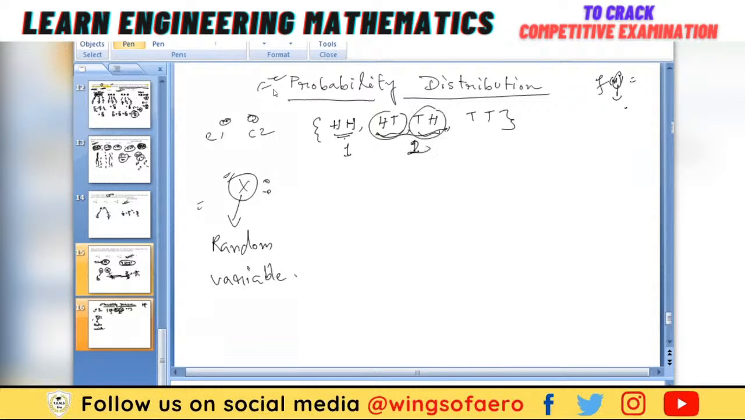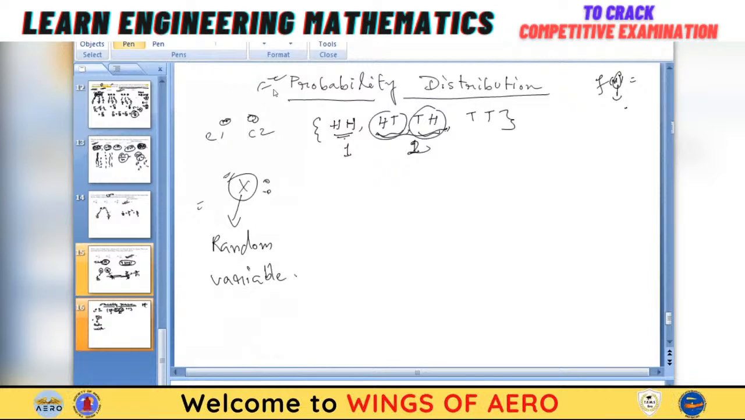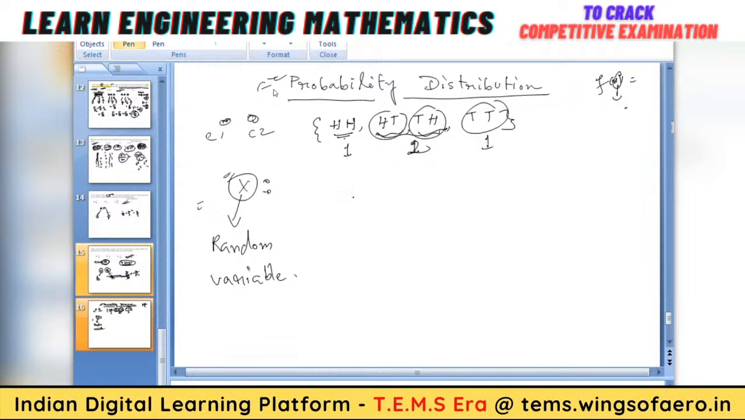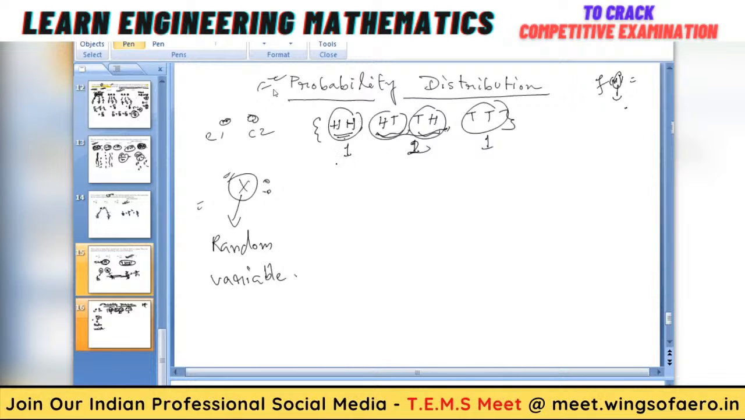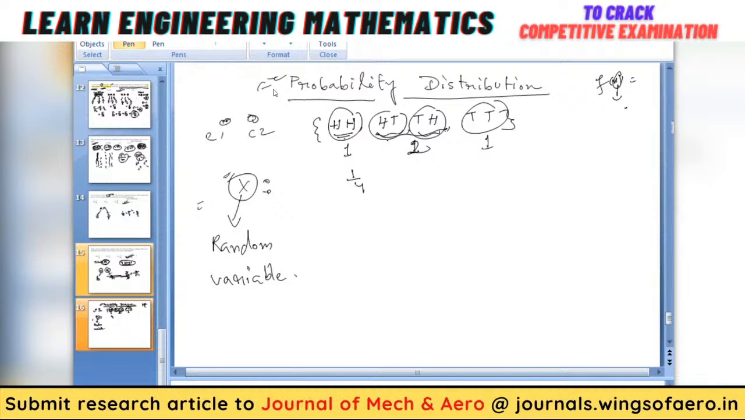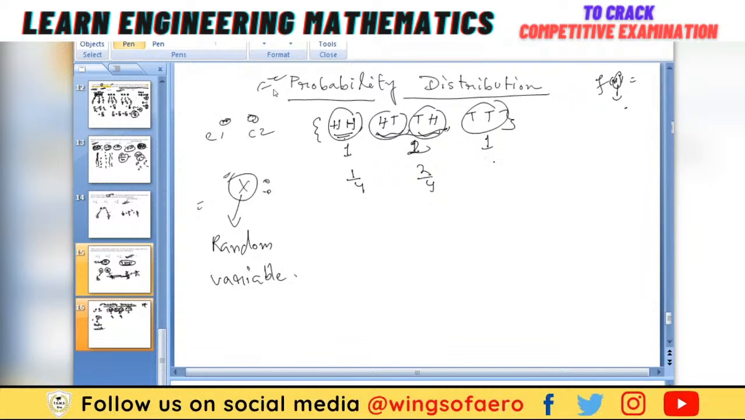One is head and another is tail. I am considering it like this. That is, head tail occurs two times, and tail tail occurs one time only. Probability of head head is 1 by 4. Probability of head tail is 2 by 4. Probability of tail tail is 1 by 4.